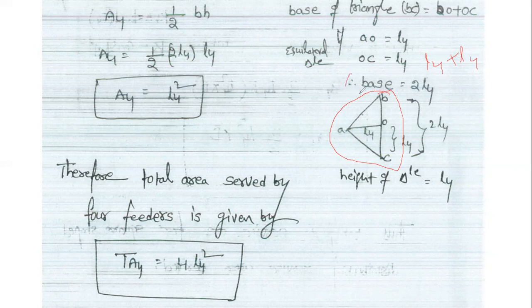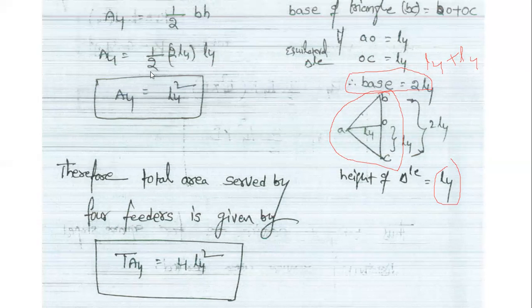Therefore, the base is 2L4. The height of the triangle is also L4. Next, substitute. B is the base and H is the height. Therefore, the base is equal to 2L4 and the height is equal to L4.